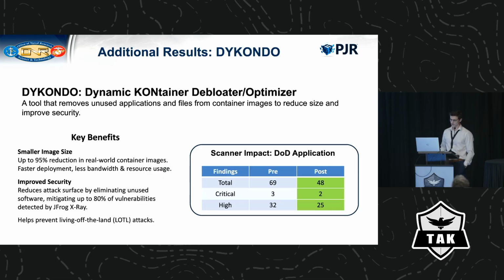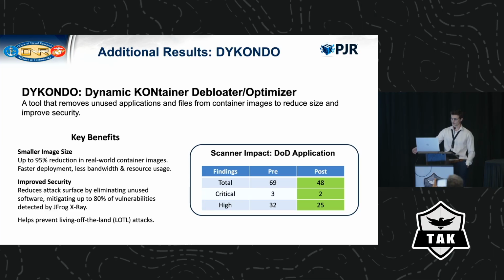An additional tool to go into detail is the container slimming tool, or container debloating tool, which is DICON-DO. It's a tool that removes unused applications and files from container images. So rather than working at the bytecode level from a Java perspective, it works at the container level, and so it removes any files or applications within the container that are considered unnecessary for running an application.